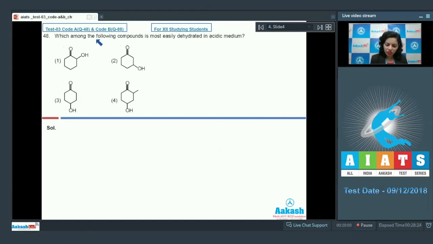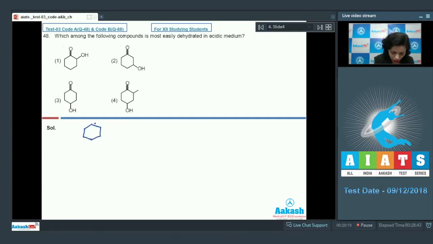Question number 48. Which among the following compounds is most easily dehydrated in acidic medium? So we have different options, different compounds are given here, and we just have to check which of them will dehydrate in acidic medium most easily. Let's check what will happen on dehydration.